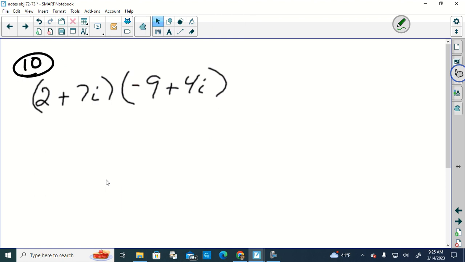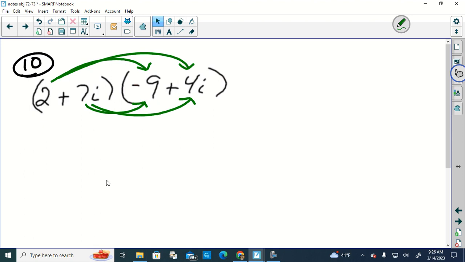Okay, next one. Now we have a little bit of a FOIL method going on, where we have to distribute this one to the right, both of those, and then this one to the right as well, using our FOIL. Okay, so the first one, I'm going to distribute the 2. So 2 times negative 9 would give me a negative 18.